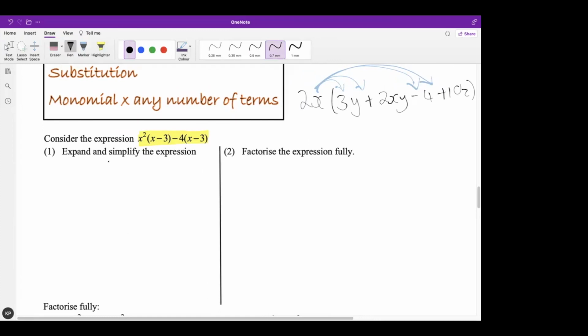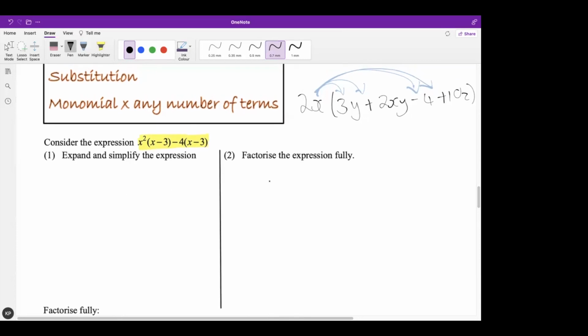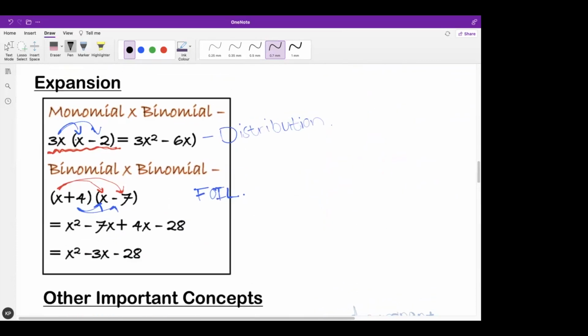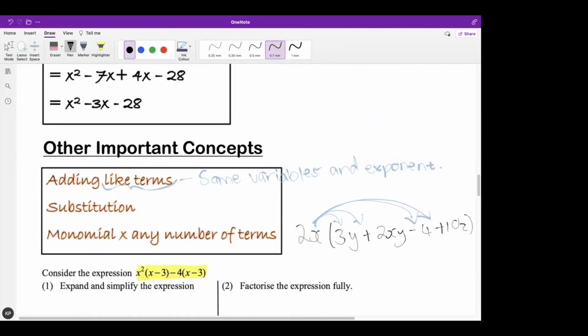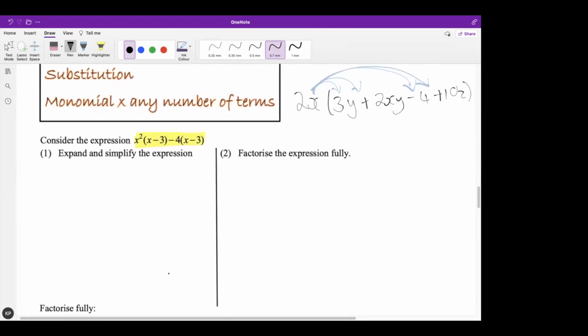When it says expand and simplify, what does that mean? It means we are not going to be using any of the factorization methods. Therefore, this is what we're going to use: distribution, FOIL, adding like terms, all of that. That is what expansion means. So let's get going, okay? So this says x squared times x minus 3 minus 4 times x minus 3.